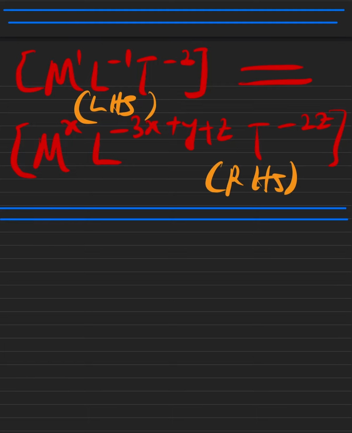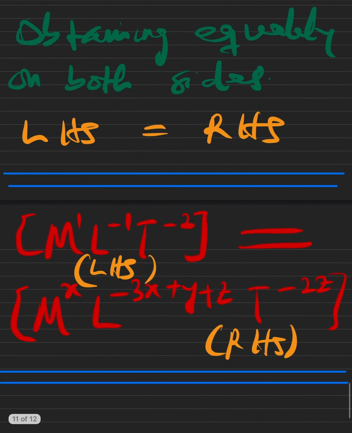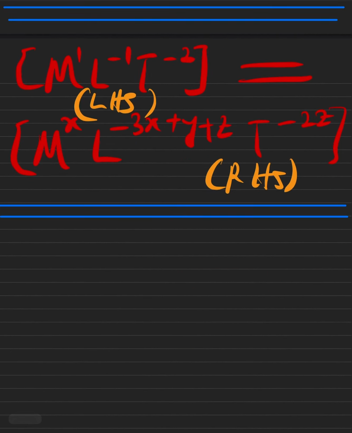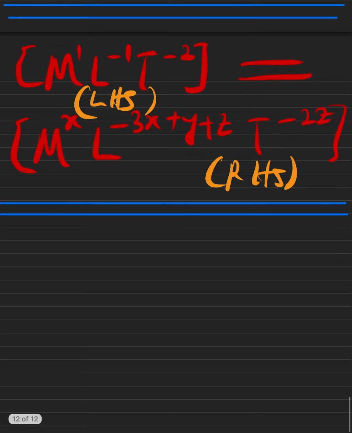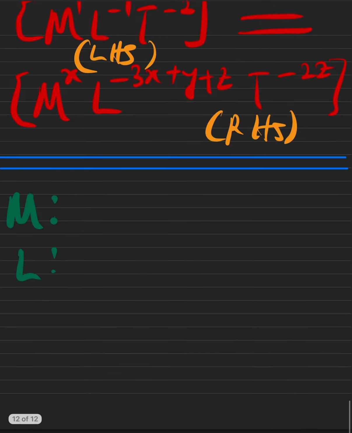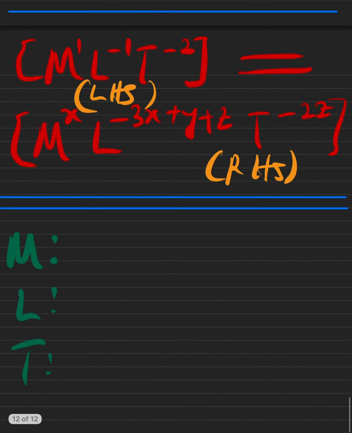So the next thing to do here is that we are going to be equating it. Since we are saying that we are equating both sides, equating both sides means that the power of M on the left hand side can be equated to the power of M on the right hand side. The power of L on the left hand side can be equated to the power of L on the right hand side. So since we have just three major dimensions here, which are the mass, the length, and the time, we can just bring their powers.